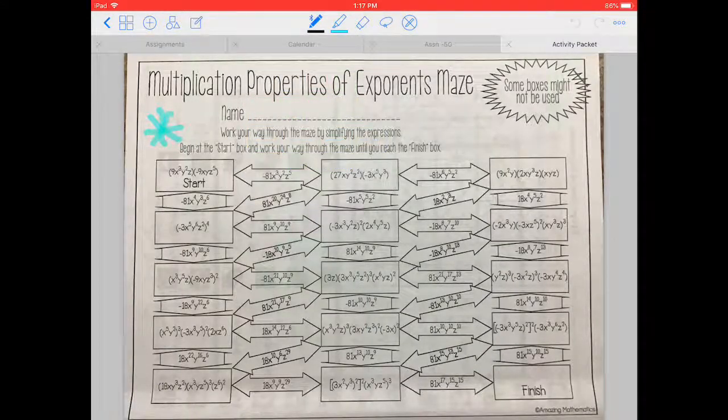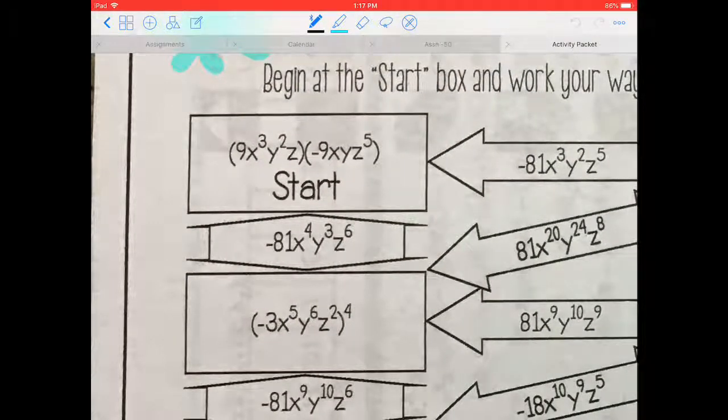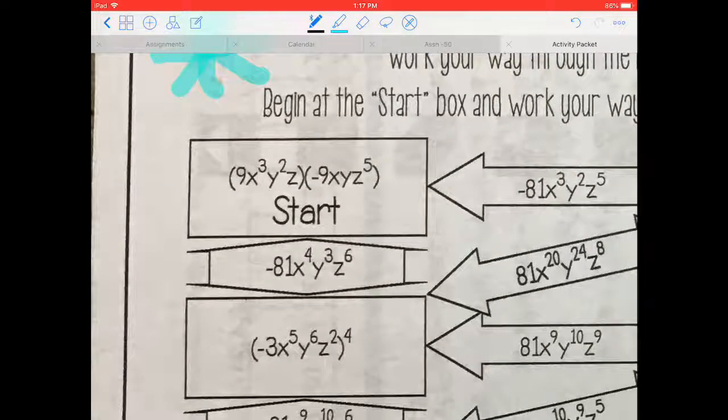Let's pick a thin pencil because I don't have a lot of space. All right, here's the start. Multiplication. All of this is multiplication. So just remember, when you're multiplying, you actually multiply the coefficients, but you add up the exponents every time. So for this first one, 9 and negative 9 is negative 81. For x's, we have 3 and 1 makes 4. Y, 3, z, 6. So we're going down.